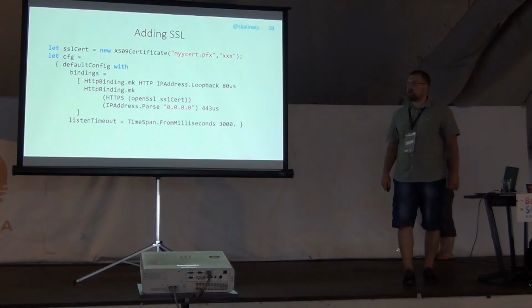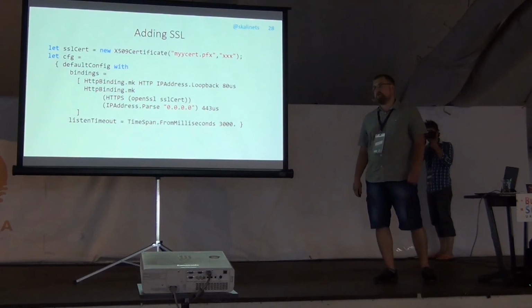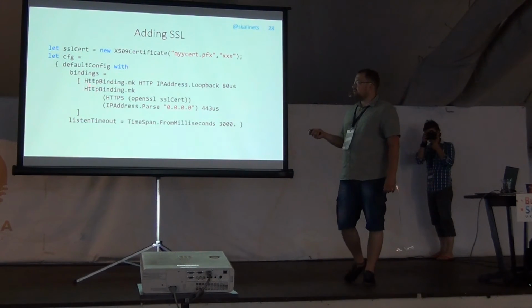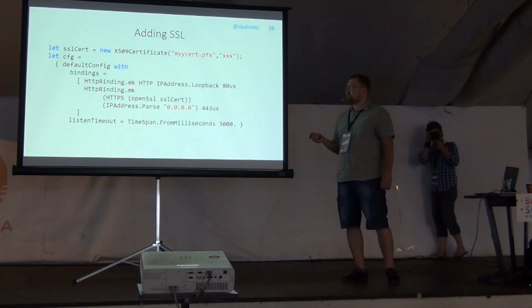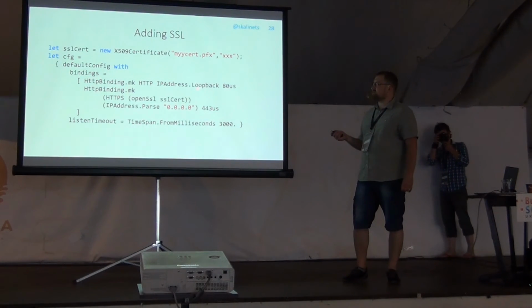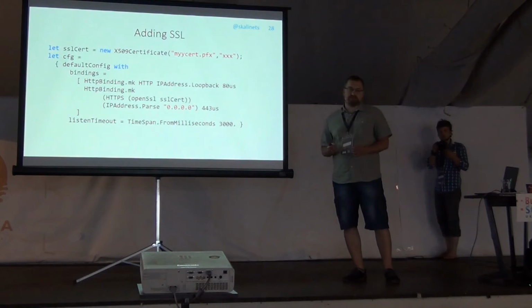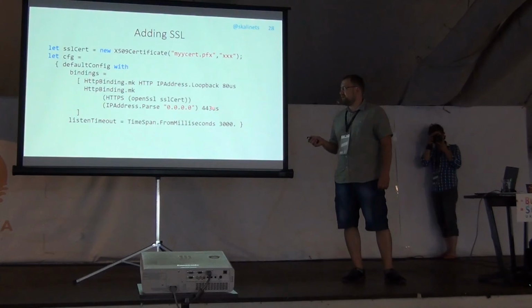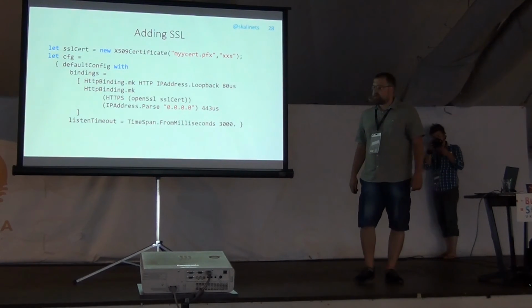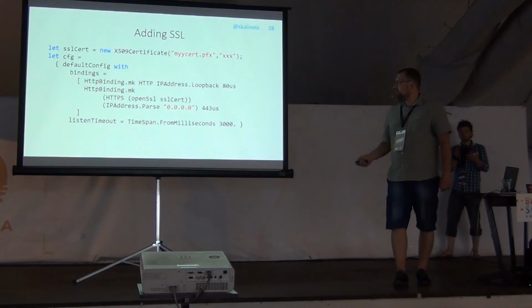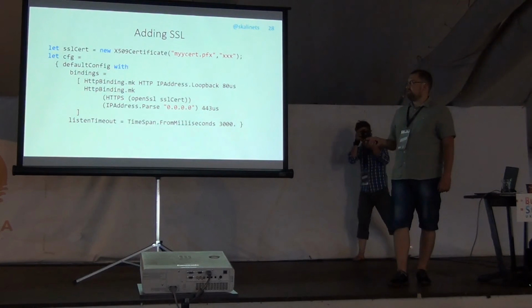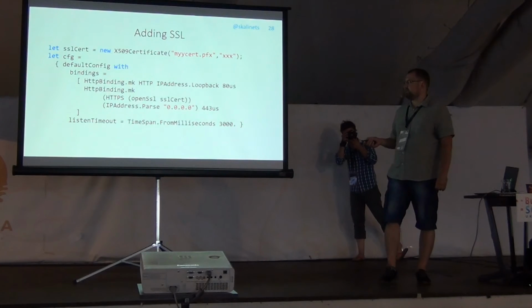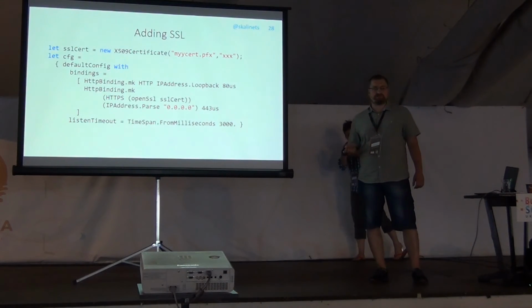So for example, if you would like to add SSL support to our application, we need to change the bindings. In this case, we are creating bindings with two items. The first one is simple, it will be bound against port 80. And the second one will be HTTPS, bound against the HTTPS port, 443, and it will use our certificate. Also, we are adding a listen timeout to our server.